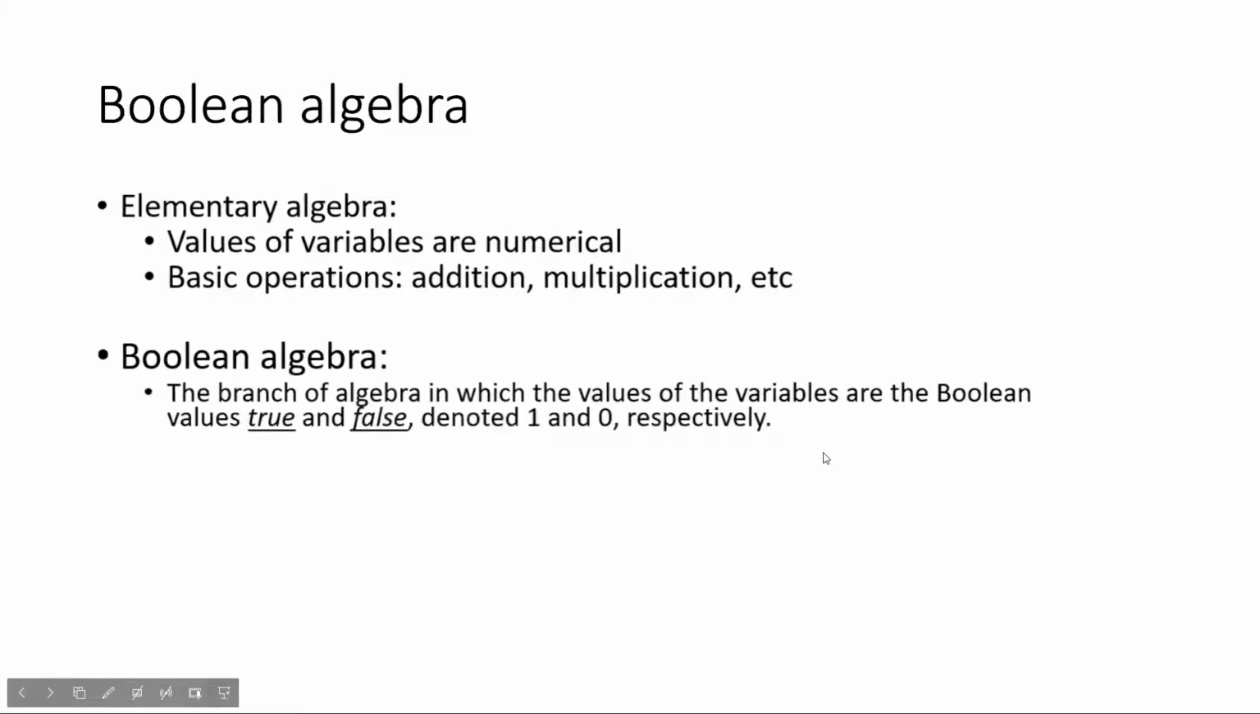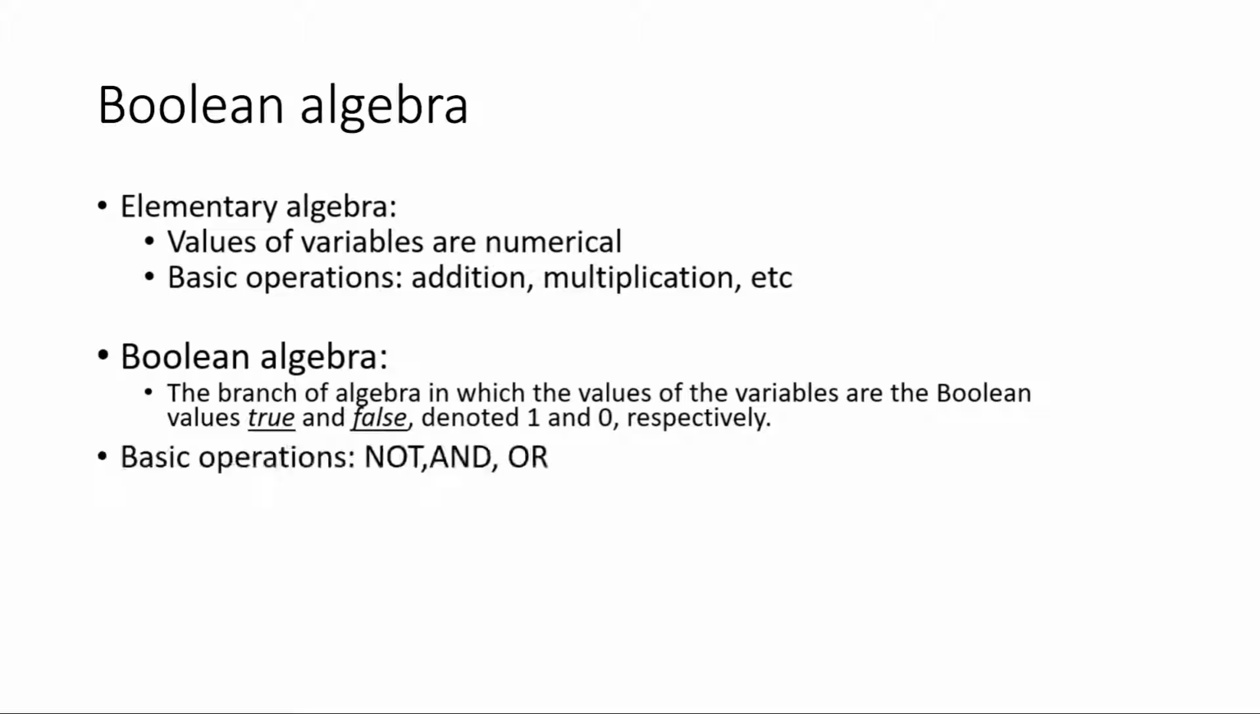What a computer understands is Boolean algebra, which is a branch of algebra in which the values of variables are no longer numerical, but Boolean values. Boolean values are true and false. They can also be shown by 1 for true and 0 for false. And the basic operations here are no longer addition, etc. They are rather NOT, AND, OR. In the rest of this lecture, I'm going to talk about these operations and how they are implemented inside a computer.